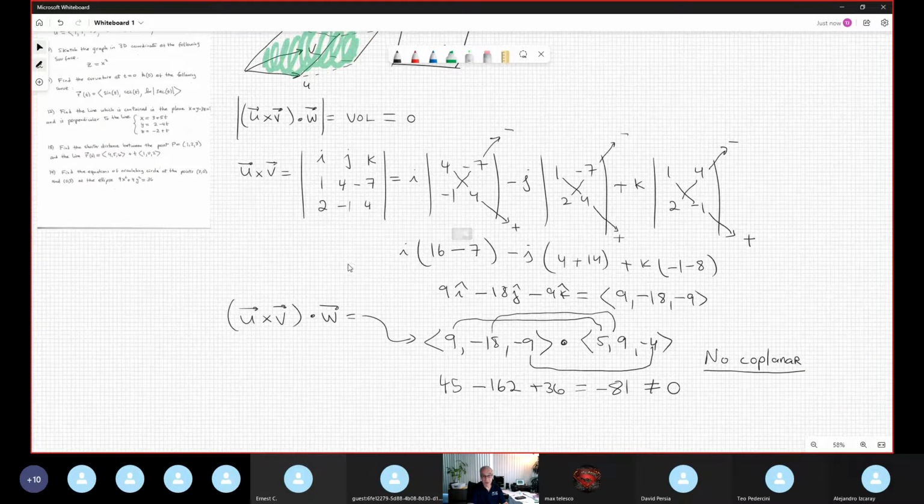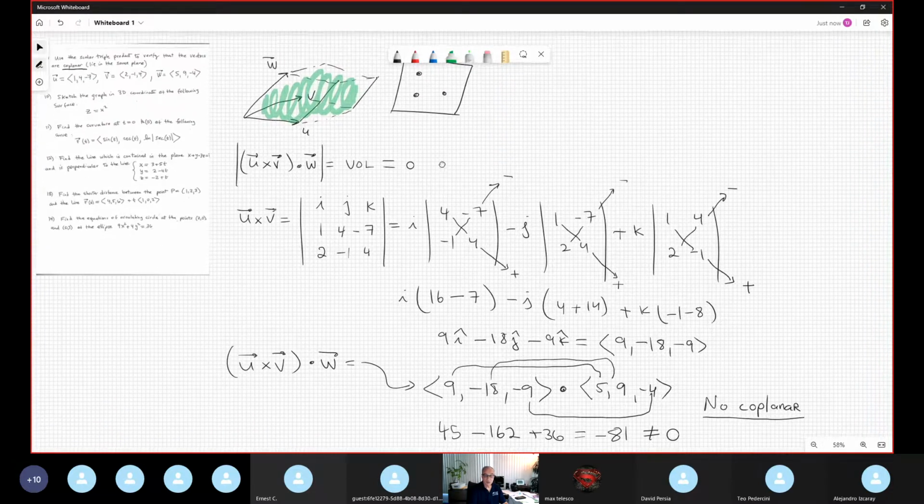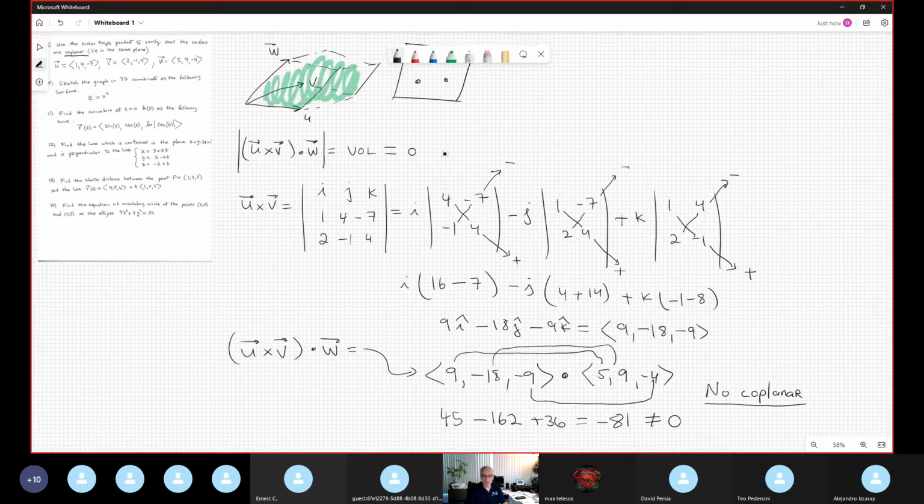So, okay, what is the interpretation? Maybe one interpretation is that the volume of the triple product is 81. You take the absolute value, so it's 81. So that means this is 81, not 0, because we have a box, and these points are not coplanar. This point and this point and this point do not belong to the same plane.